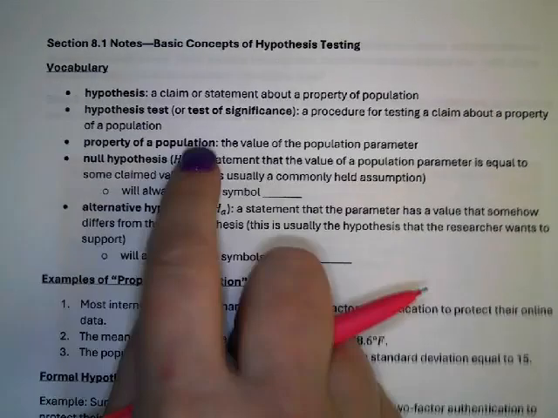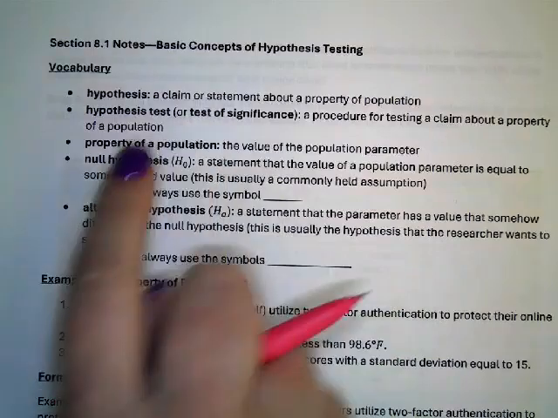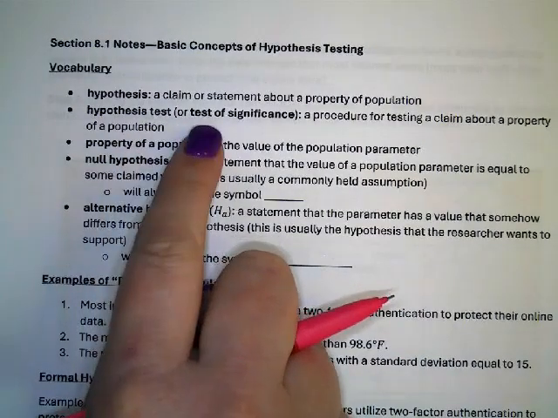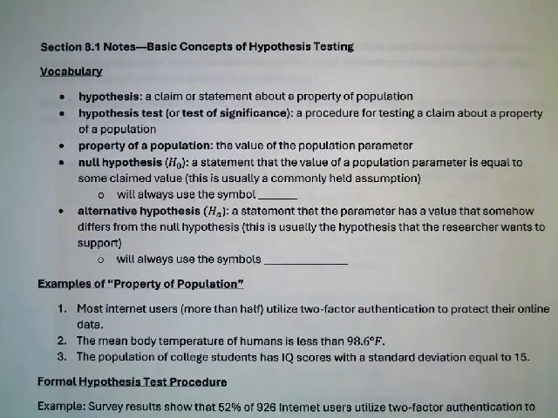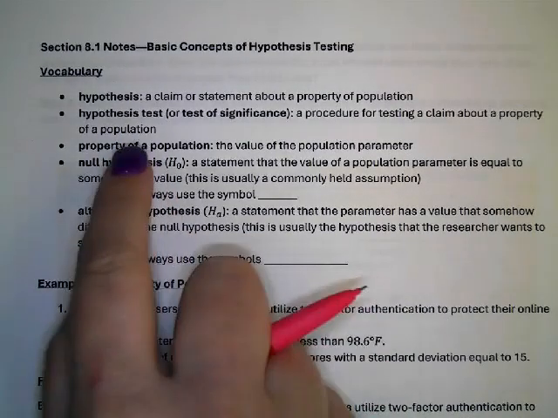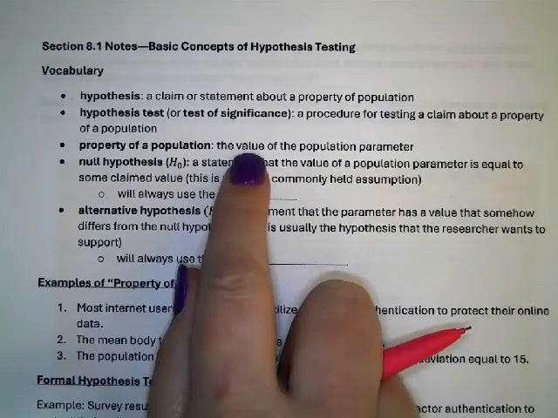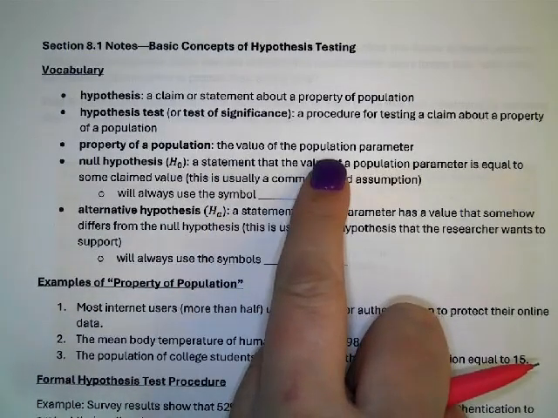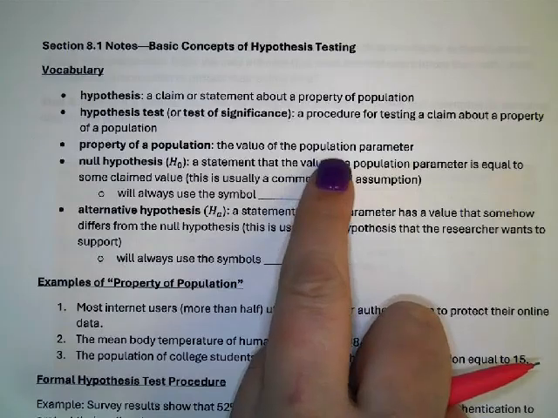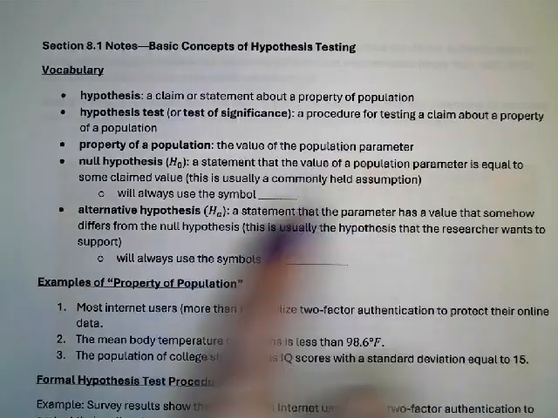We have hypothesis, a claim or a statement about a property of population, a hypothesis test or a test of significance. I'll use the term hypothesis test, which is a procedure for testing a claim about a property of population. And when I say property of population, what I mean is the value of the population parameter. So a hypothesis is a claim or a statement about a population parameter, and a hypothesis test is where you're testing a claim about a population parameter.